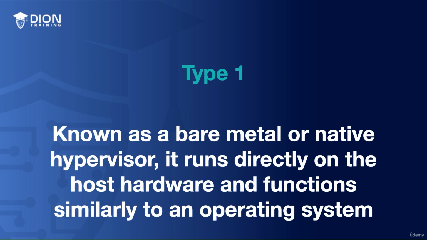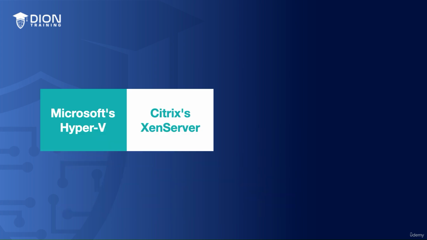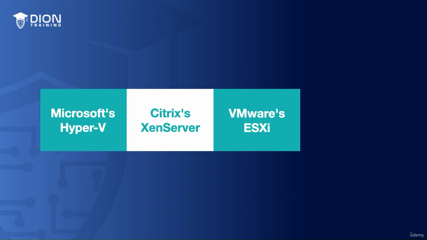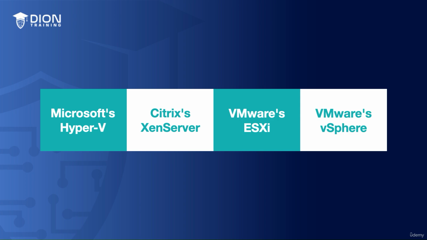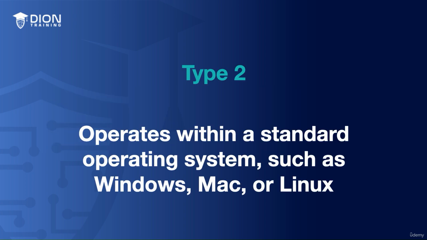A Type 1 hypervisor, also known as a bare metal or a native hypervisor, runs directly on the host hardware and functions similarly to an operating system. Examples of Type 1 hypervisors include Microsoft's Hyper-V, Citrix's XenServer, and VMware's ESXi and vSphere. On the other hand, a Type 2 hypervisor operates within a standard operating system, such as Windows, Mac, or Linux.